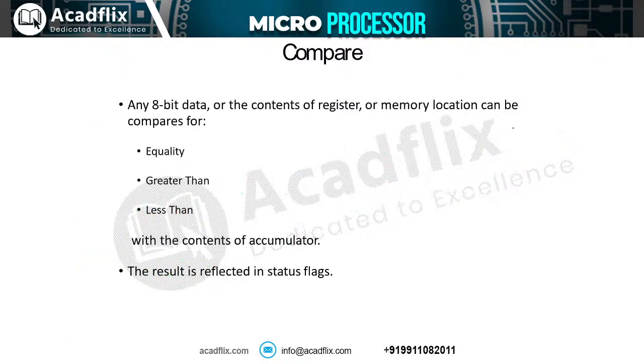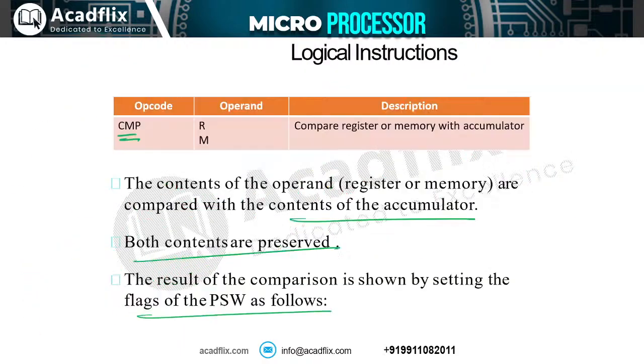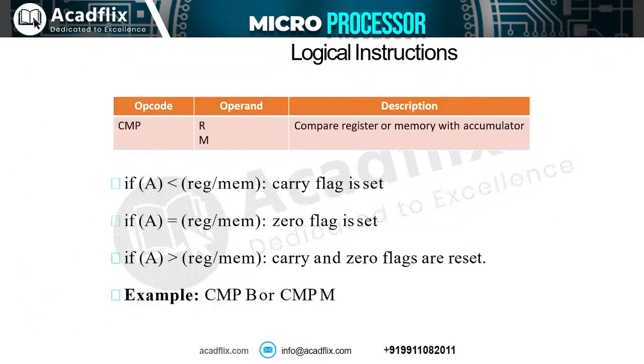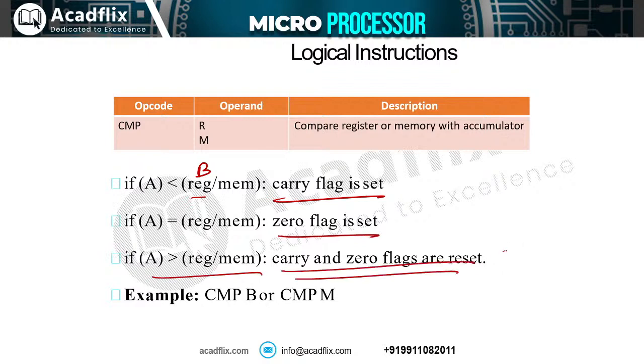So the comparison instruction is nothing but the subtraction operation. You perform the subtraction between the two values and you get your answer. Like that, if A is less than the register or memory which we are specifying, then the carry flag is set. If A is equal to the register or memory, the zero flag is set. If A is greater than the register or memory, the carry and zero flags are reset. In the equal case, the zero flag will be 1. In the less-than case, the carry flag will be 1, as I explained in the previous example. So we can compare the value of the accumulator either with any register or any memory location.